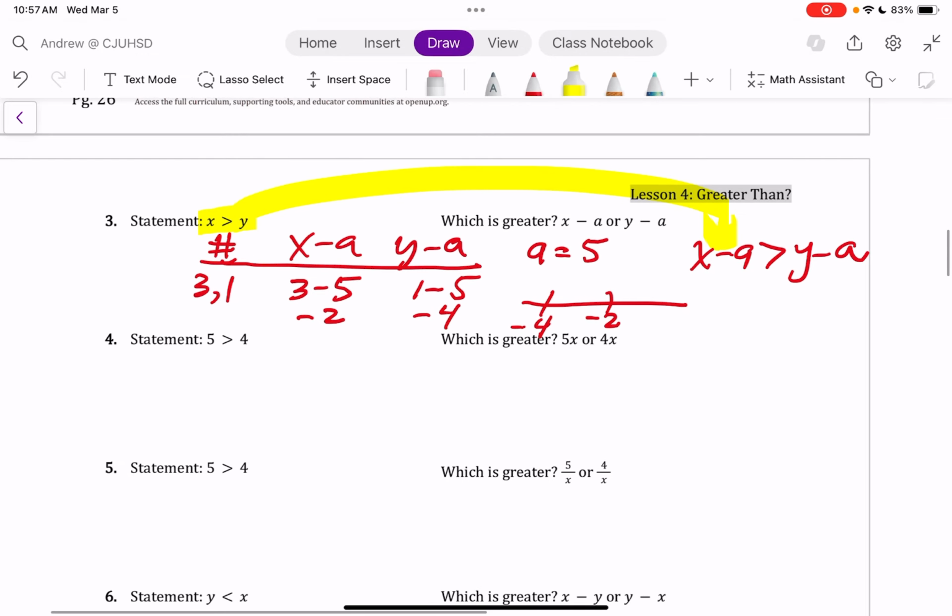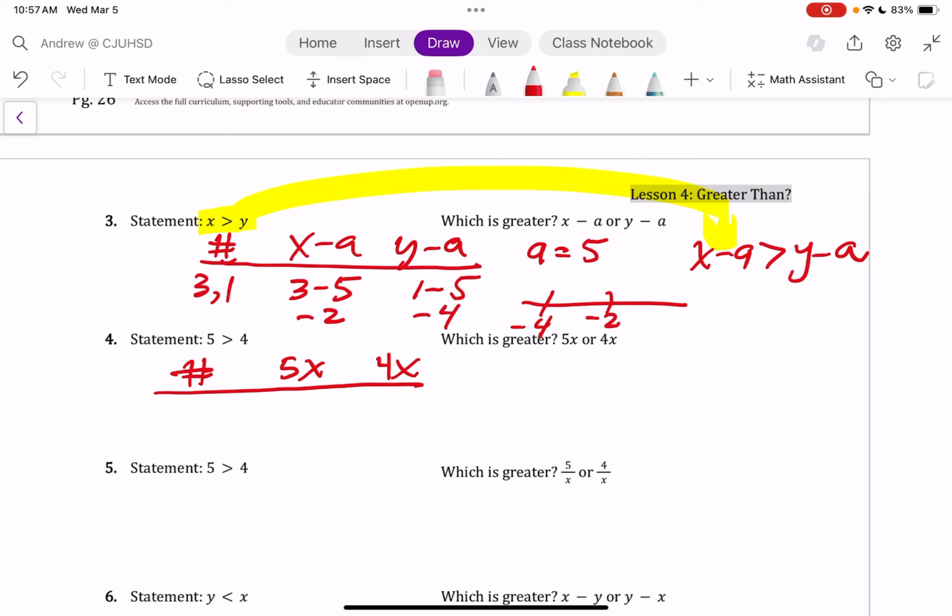Now, it's an obvious statement that 5 is greater than 4, but we're testing 5x and 4x. So we're going to need to guess a number for x. So what's the number we're guessing? And then what's 5x and what's 4x? And again, choose an easy number.